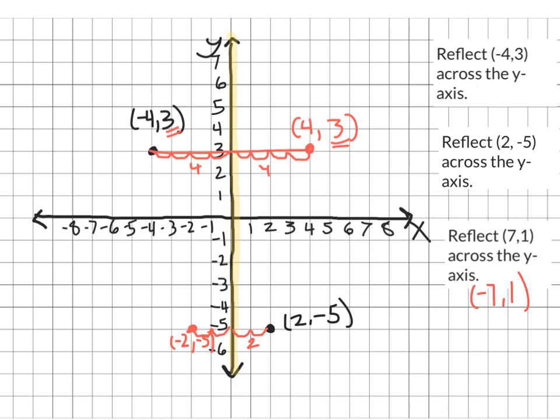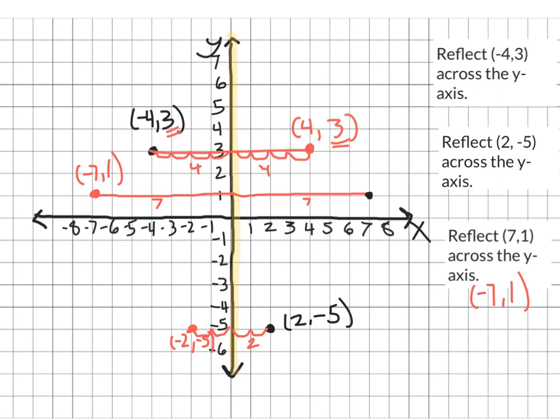Let's try and see if that works. So 7, 1, that's the original point, is here. And then we know that it is going to be the same distance away on the other side of the y-axis. And this side is 7. So then the other side must also be 7, making that reflected point -7, 1.